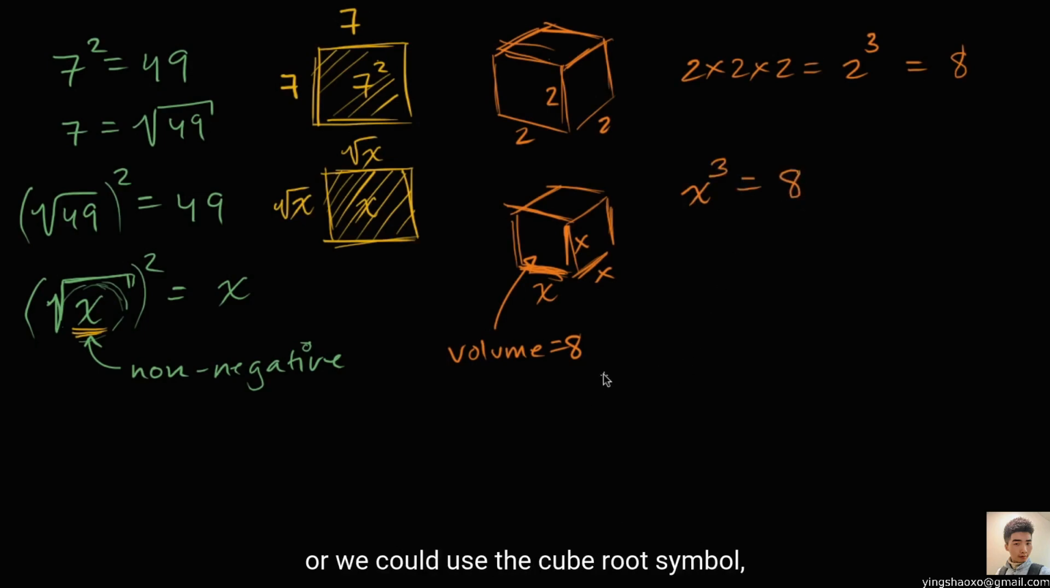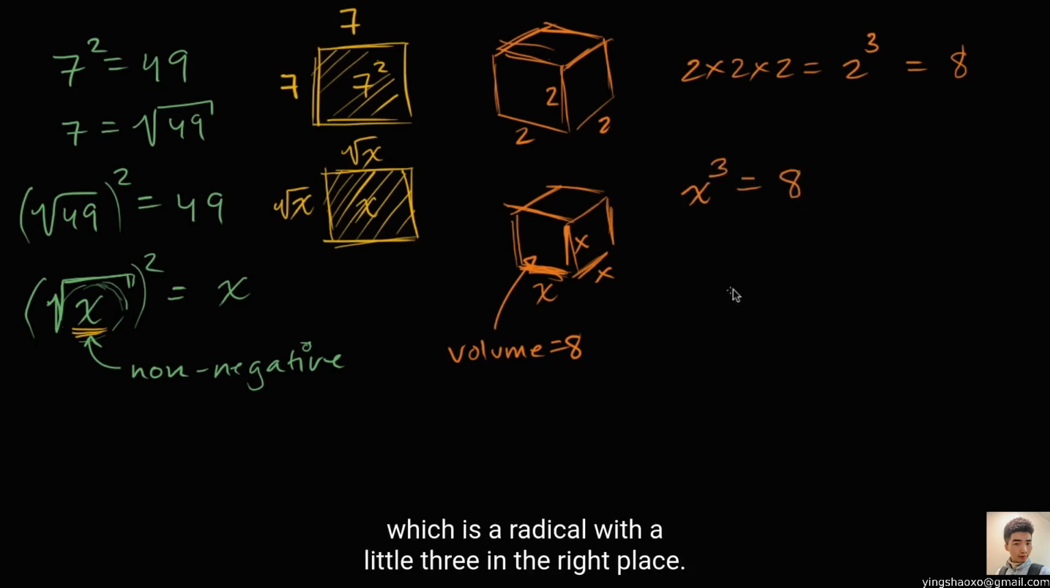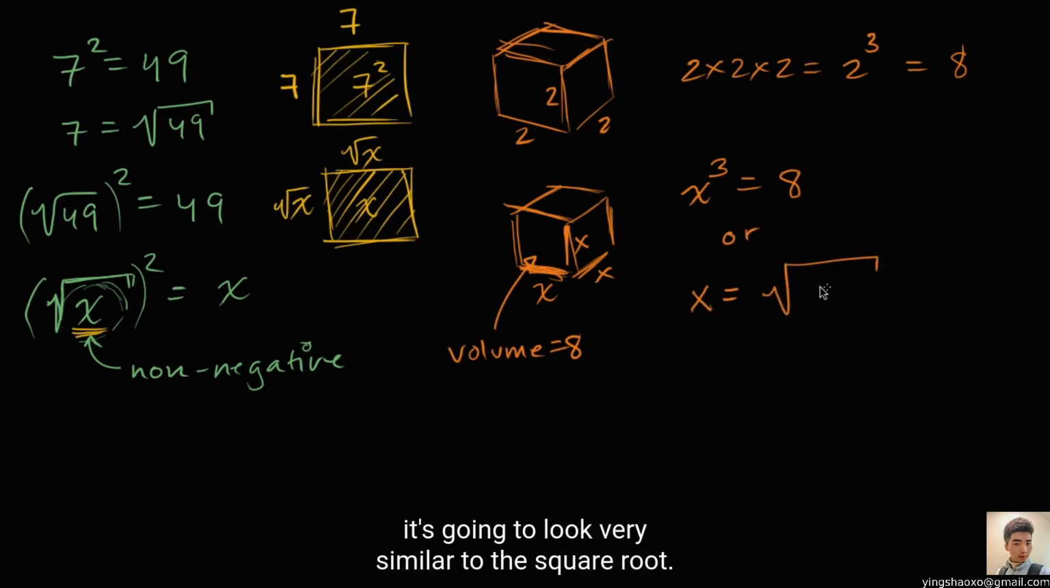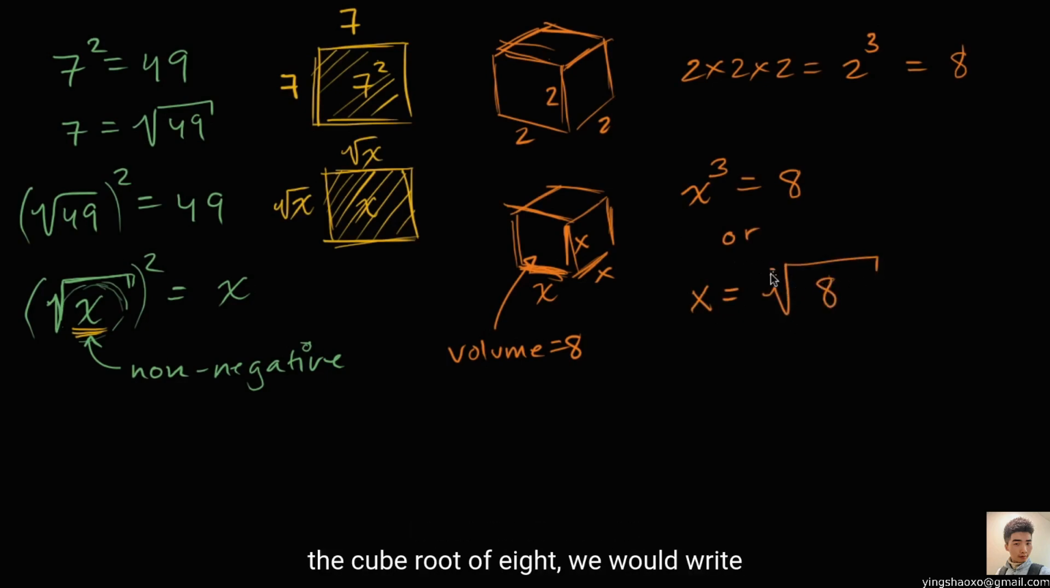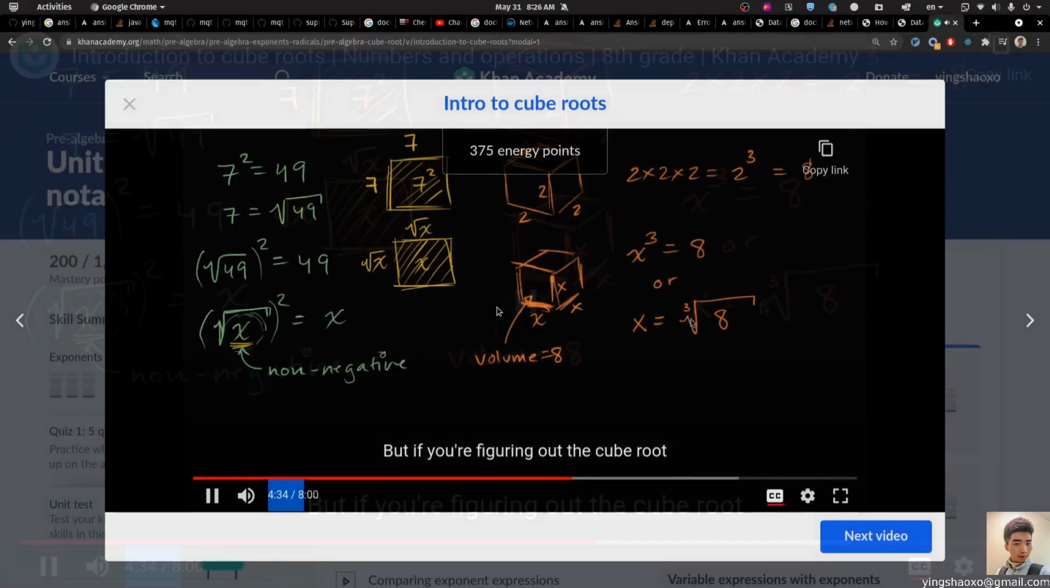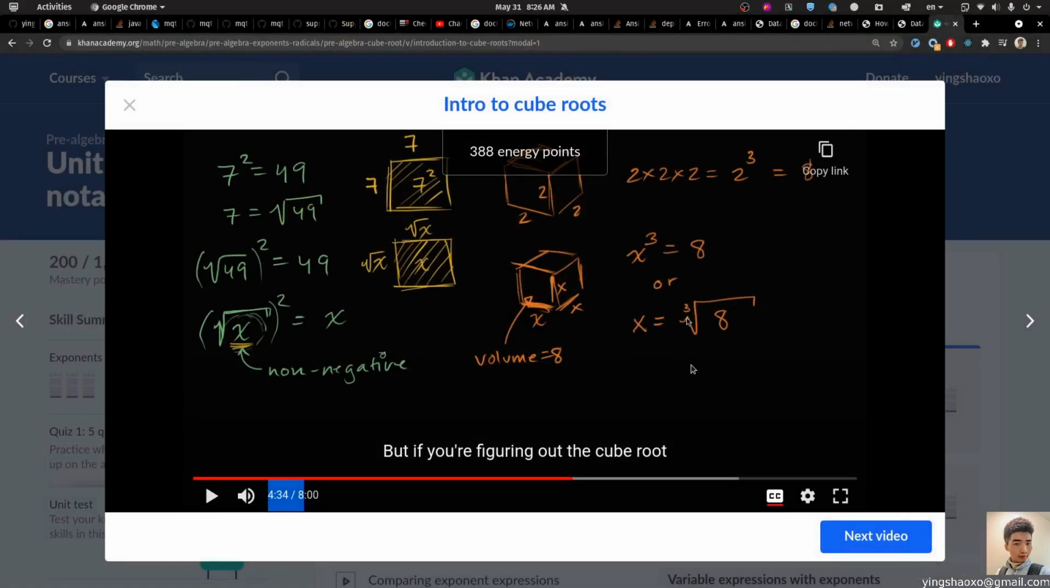Or we could use the cube root symbol, which is a radical with a little 3 in the right place. Or we could write that x is equal to, it's going to look very similar to the square root. This would be the square root of 8. But to make it clear that we're talking about the cube root of 8, we would write a little 3 over there. In theory, for square root, you could put a little 2 over here, but that'd be redundant. If there's no number here, people just assume that it's the square root. So for now, everything should be quite clear.